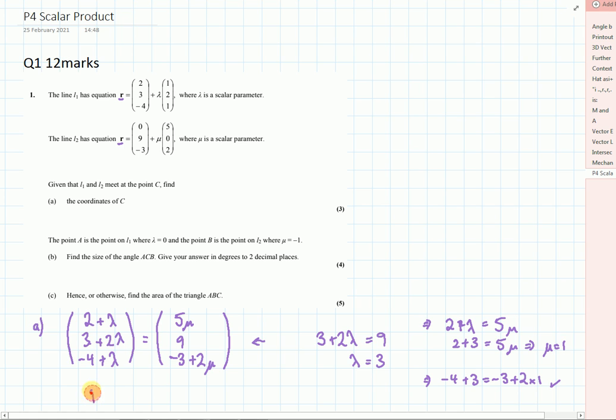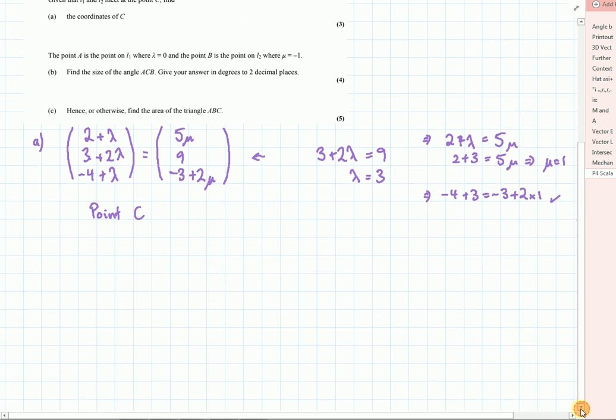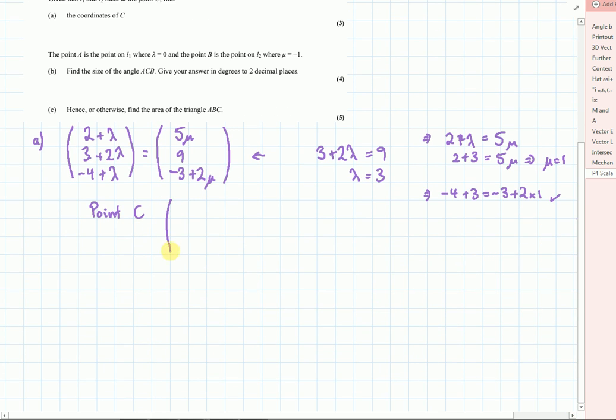And to find the point C, we substitute in either the mu or the lambda. So let's put in the lambda in the top. So it's 2 plus 3, 3 plus 2 times 3, minus 4 plus 3. So C is at the position 5, 9, and minus 1.